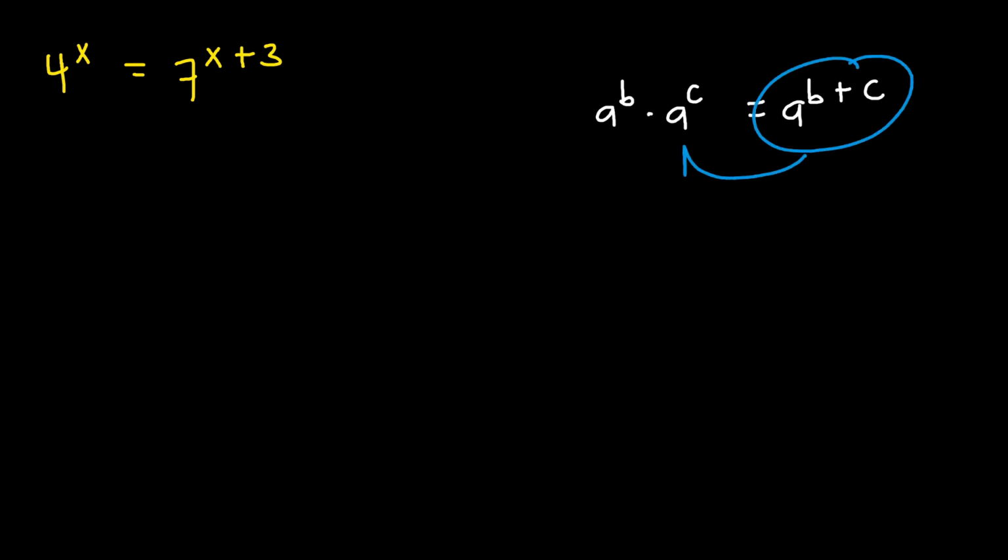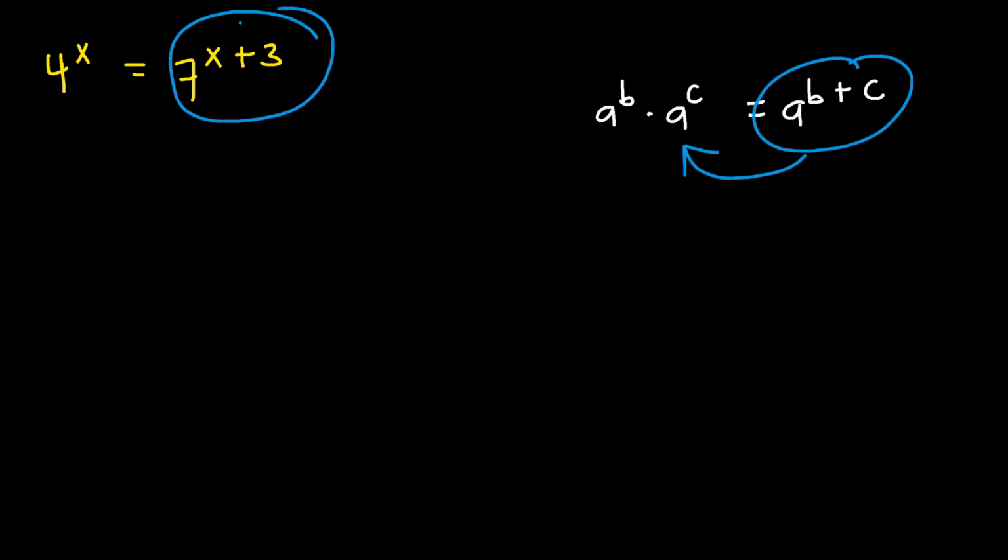In this video, we shall solve the exponential equation 4 to the power of x equaling 7 to the power of x plus 3. Now from the rules of exponents, whenever you have a to the power of b times a to the power of c, this is the same as a to the power of b plus c. Therefore this can also be written as this.